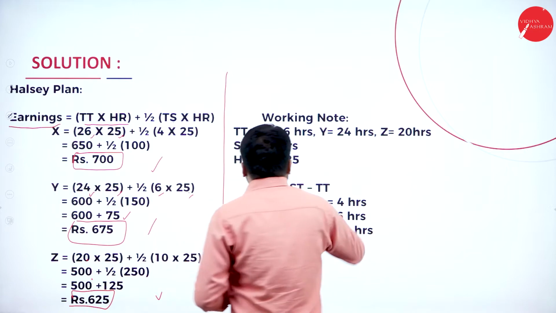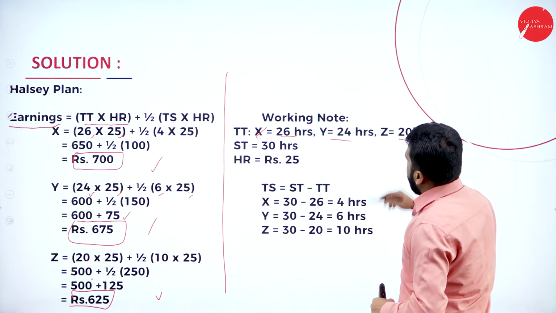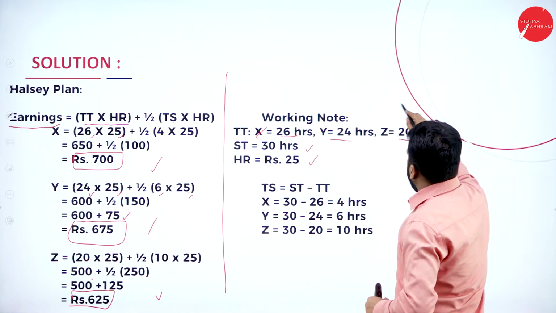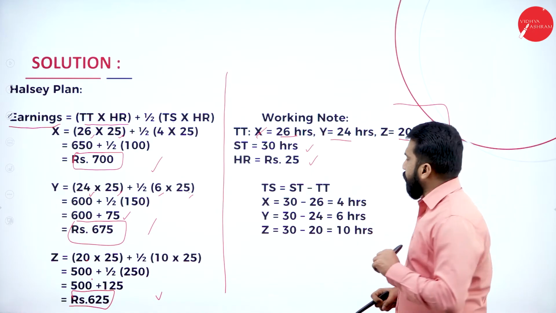Now, X 26, Y 24, Z 20. Standard time is 30, hourly rate is 25. These are the information we have extracted from the question.